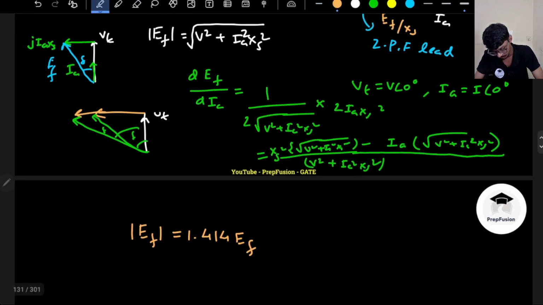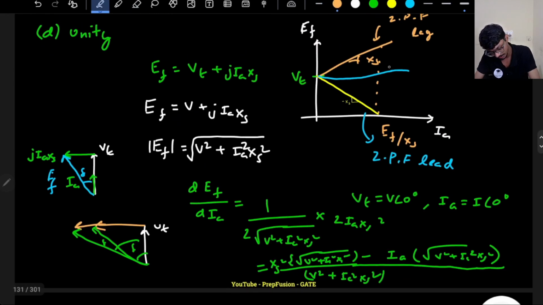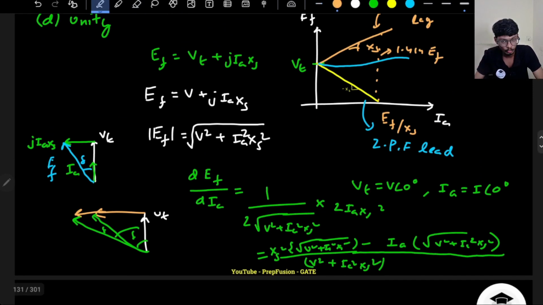Okay, IA equals EF by XS. The same thing, right? This will not change. This will be the same, so again it will be here, 1.414 EF. Okay. Now can you do it? So this was for the unity power factor. Can you do it for the lagging and leading?